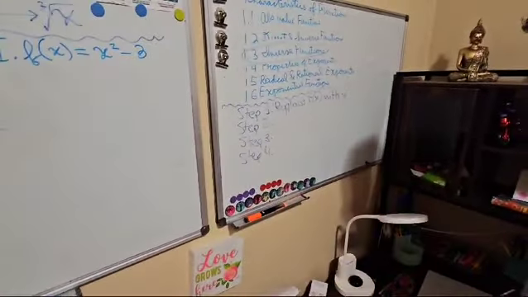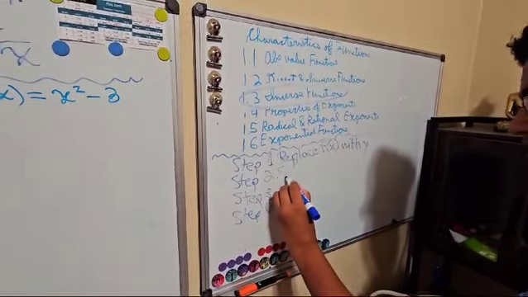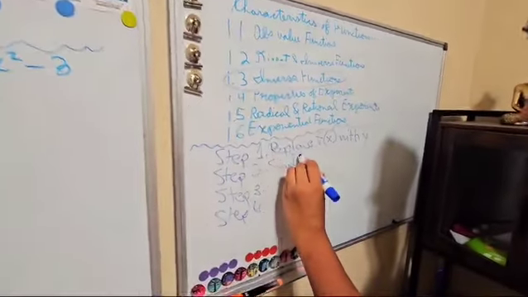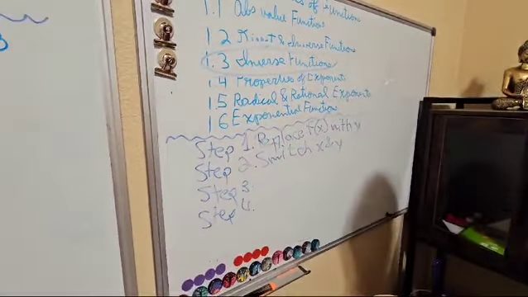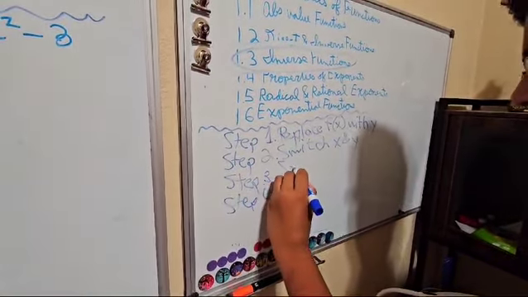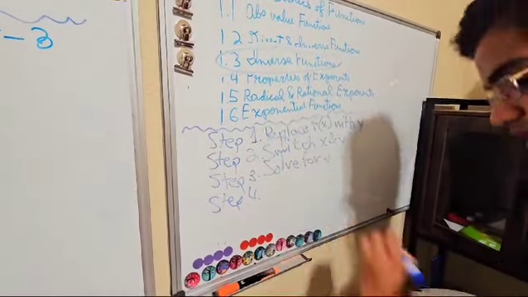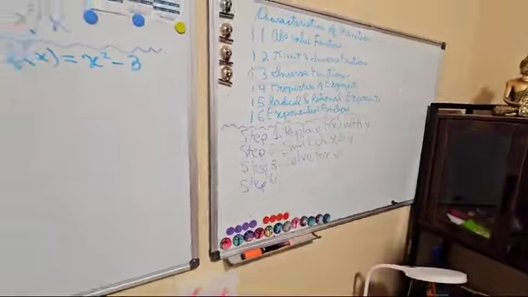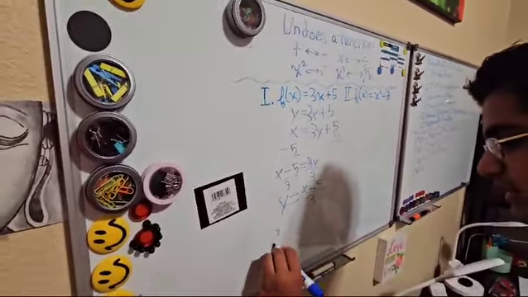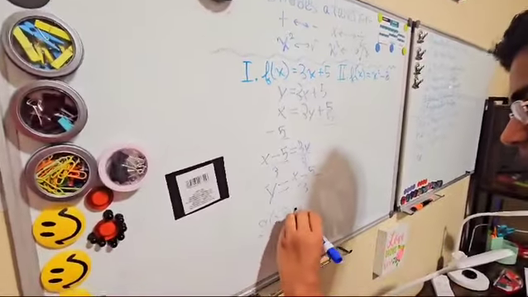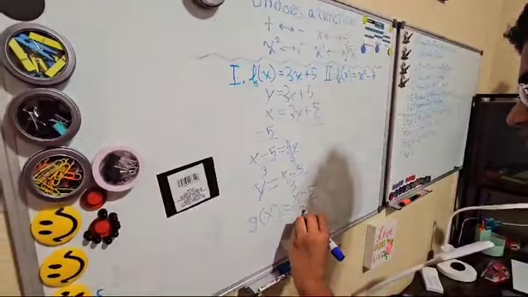So as I mentioned before, steps 2 and 3 are switch x and y, and then solve for y. That's what we just did. And then step 4 is replace y with g of x, like this. So g of x is equal to x minus 5 divided by 3.